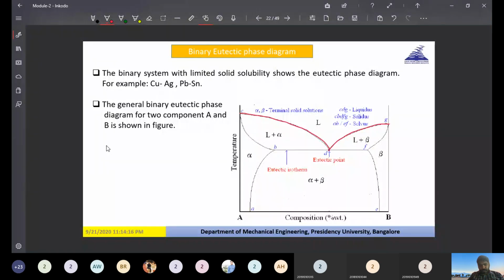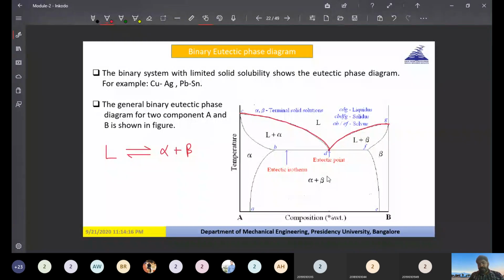So you can write at this point what is happening: liquid is changing into two solid phases, that is alpha plus beta. Here you can see liquid is everything above this line. Everything is liquid, and just above this point is liquid. By the time you cool it below this eutectic point, what will happen? This liquid is going to convert into two solid phases.